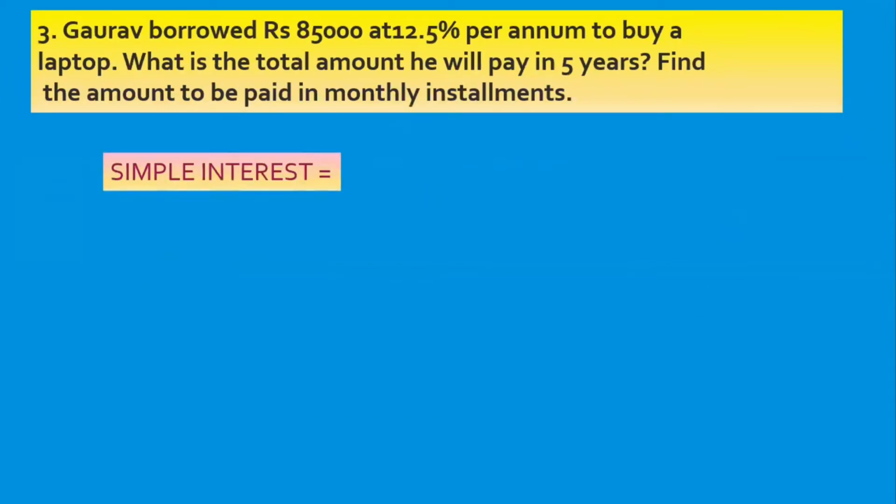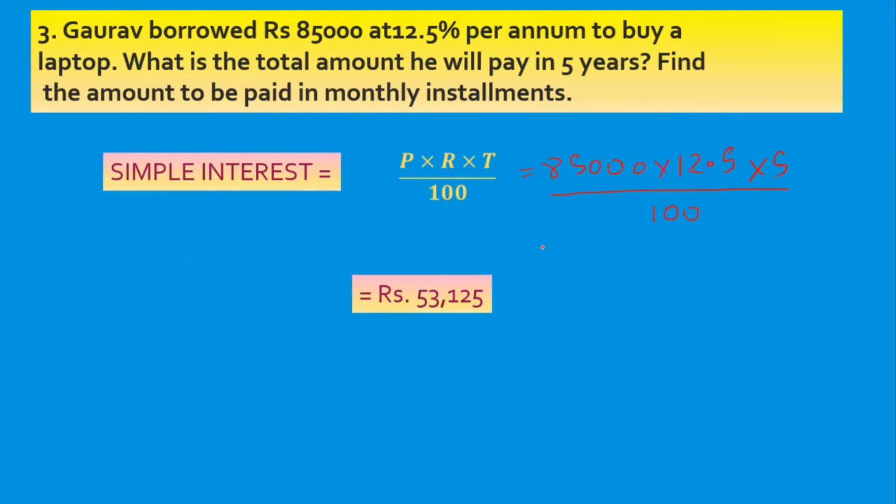Gaurav borrowed rupees 85,000 at 12.5% per annum to buy a laptop. What is the total amount he will pay in 5 years? So let's find simple interest. Again, our principal is 85,000. So we put 85,000 over here, and the rate of interest is 12.5%, and he is using that for 5 years. So let's calculate what we get. On calculating this, we get the interest as rupees 53,125.